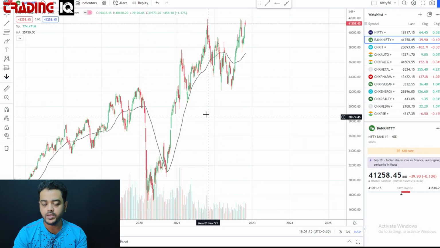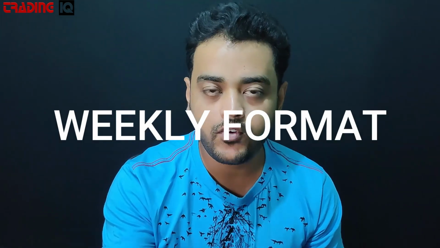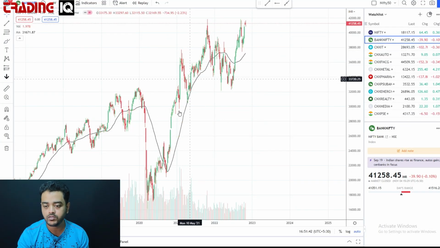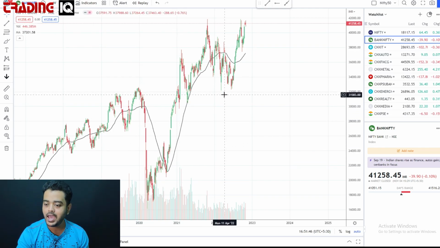This is the chart of Bank Nifty, in weekly format. A couple of things I'd like to add before I proceed further, which are very simple and very easy to remember. Based on Weinstein's stage analysis, we only use the chart in a weekly format, and we use the 30-week moving average. You see the line, the 30-week moving average, in weekly format. And that's it. And just add volume.